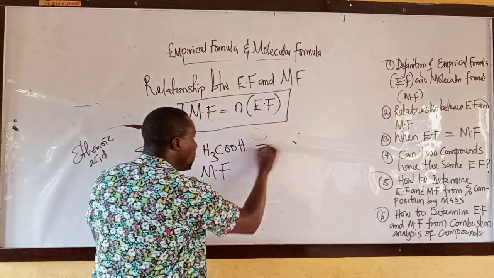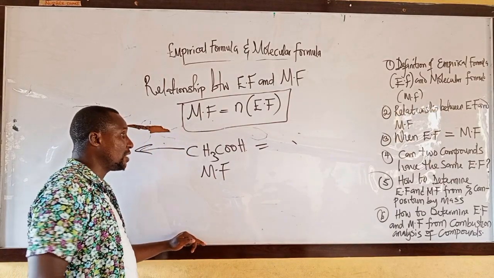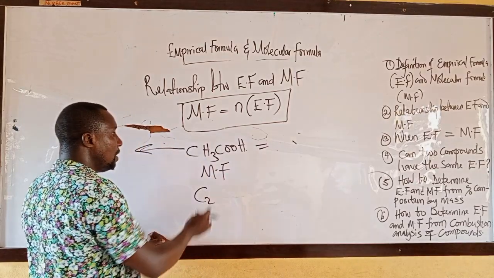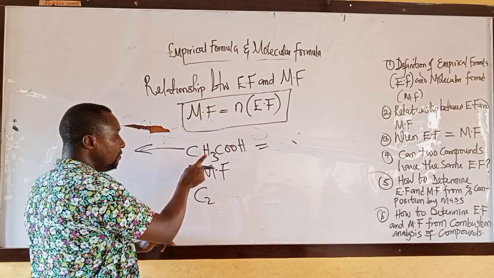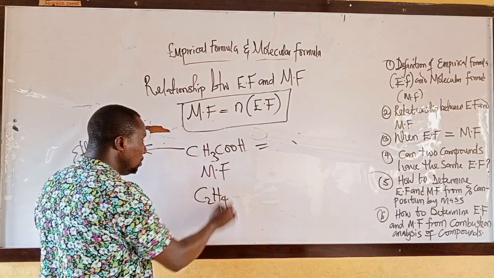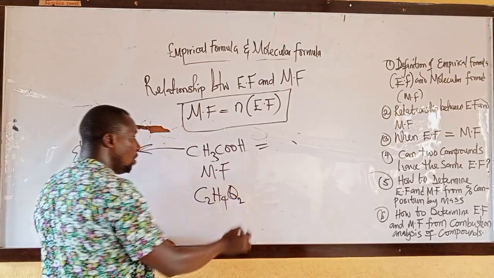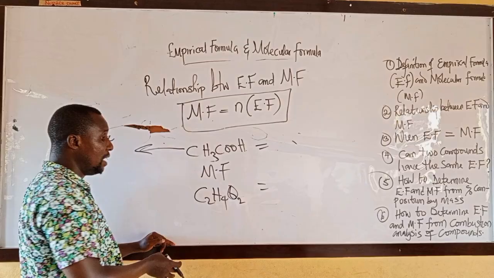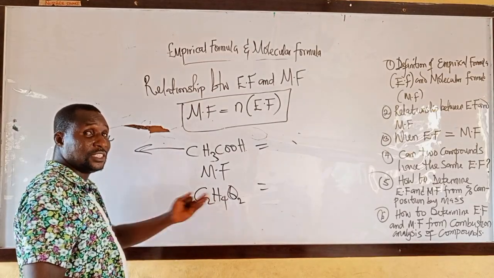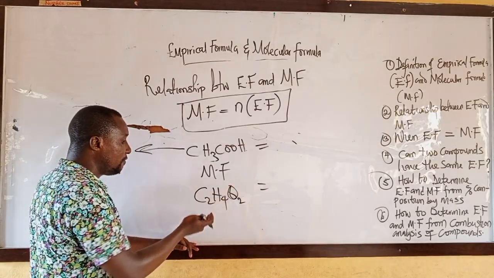Then what is the empirical formula of ethanoic acid? If you look at it, how many carbon do I have? I have 2 carbon. How many hydrogen do I have? This is 3 hydrogen plus another hydrogen here, making 4 hydrogen. Then how many oxygen do I have? 2 oxygen. Then that is the molecular formula. Then how can we get the empirical formula? Simplify this. Take it to the simplest form. What do they have in common? They have 2 in common.